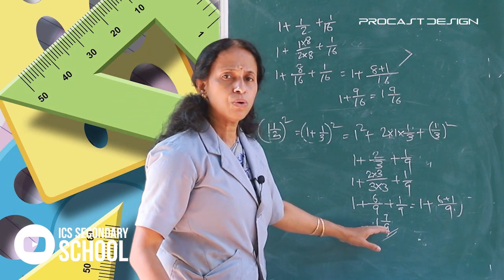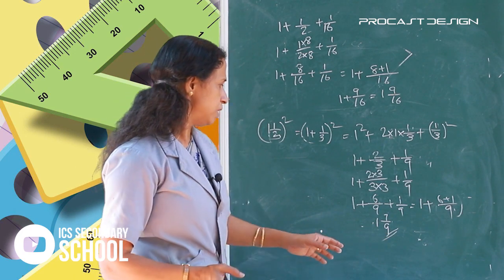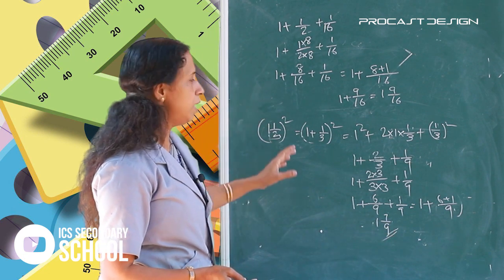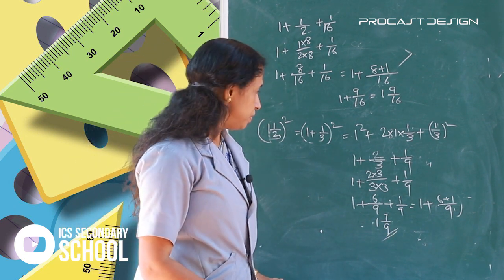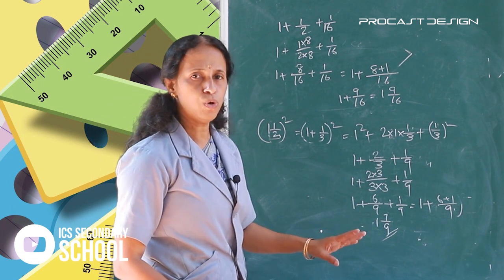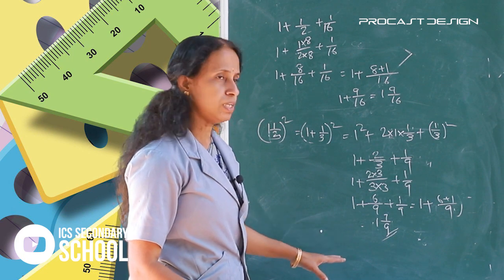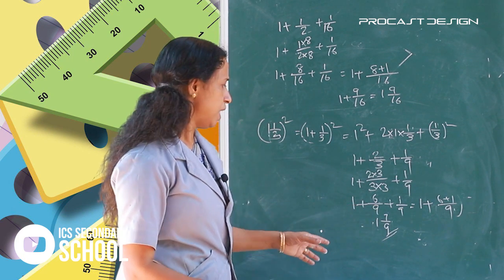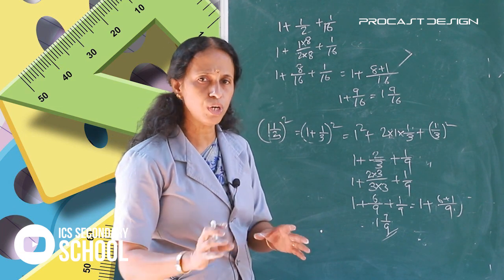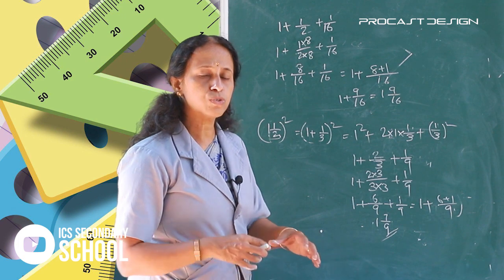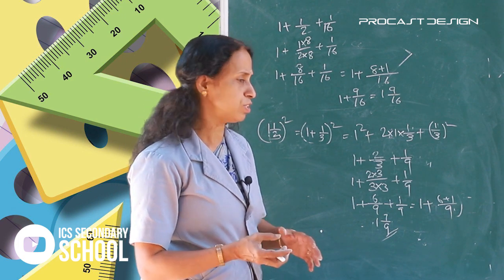This is closer and closer to 2. Square of any fraction is not 2. Here it is closer and closer to 2. The square of 1 1 by 3 is closer and closer to 2.